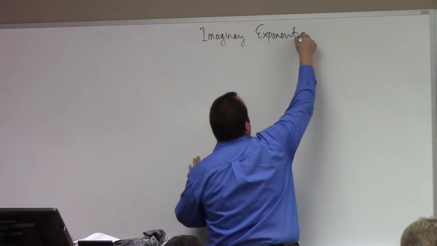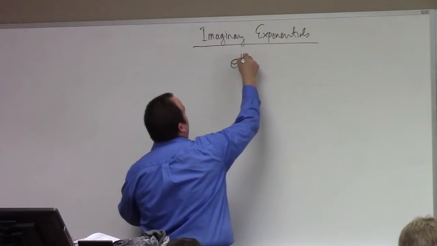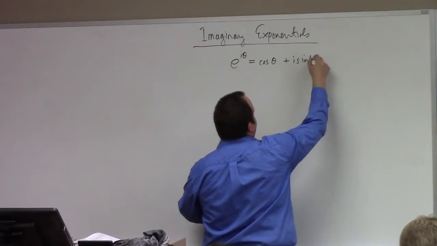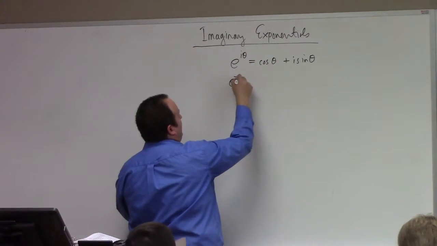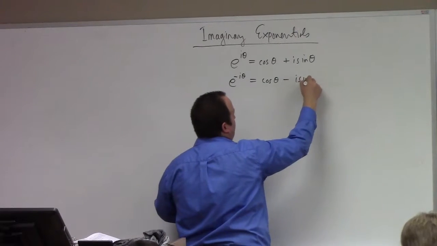So imaginary exponentials are super useful. In a nutshell, here they are. e to the i theta is cosine theta plus i sine theta. That makes e to the minus i theta cosine theta minus i sine theta.